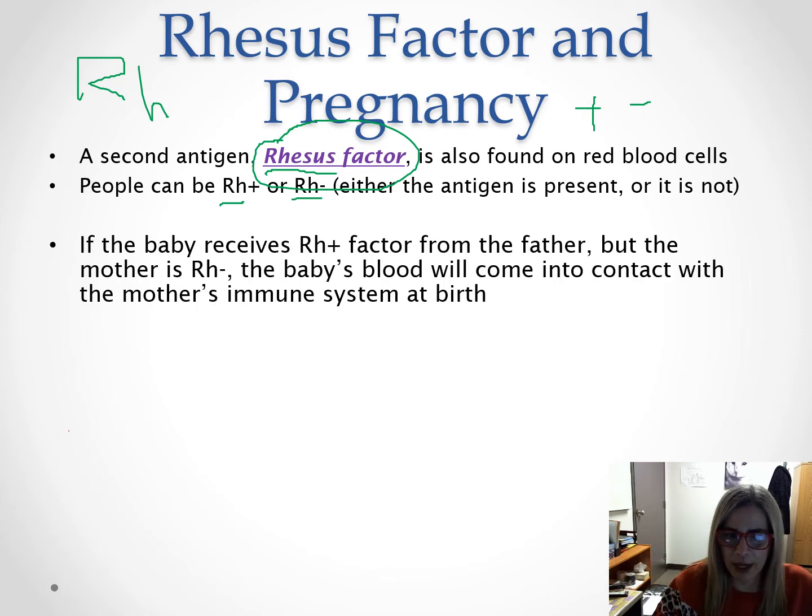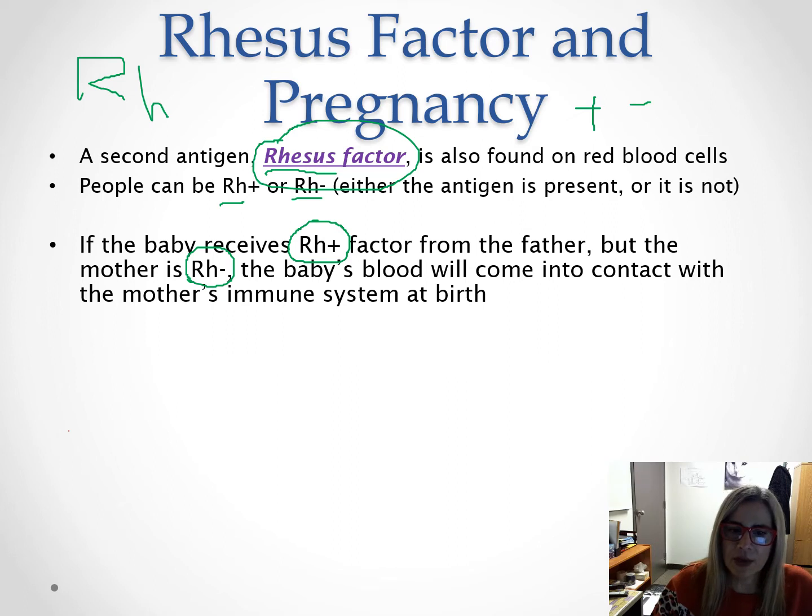There's nothing in between. Okay, so what happens then if during pregnancy a baby inherits the Rh factor? Okay, so let's say that the father is Rh positive, and then of course it passes on that Rh positive to the baby. But the mother is Rh negative. Okay, so we're just concerning ourselves with the rhesus factor here, not with the A and the B blood types.